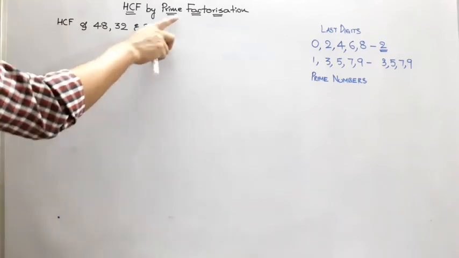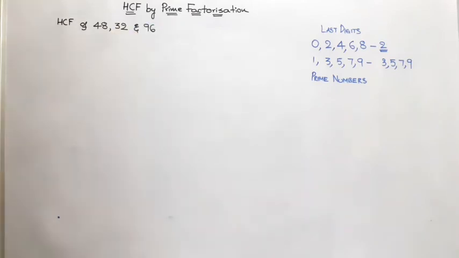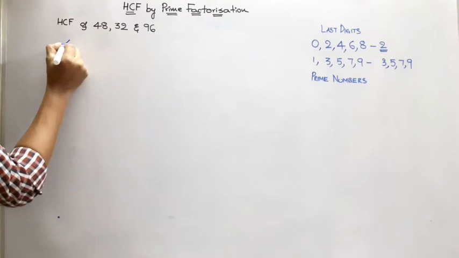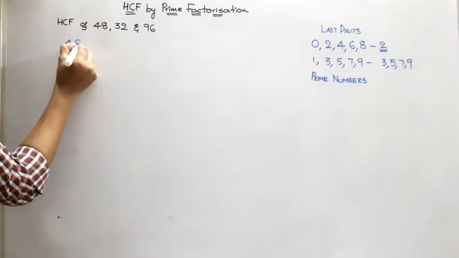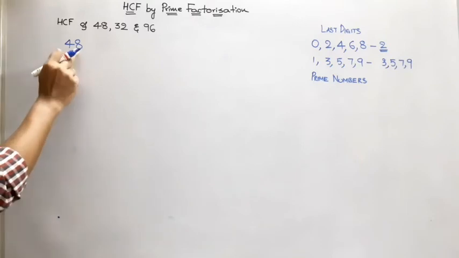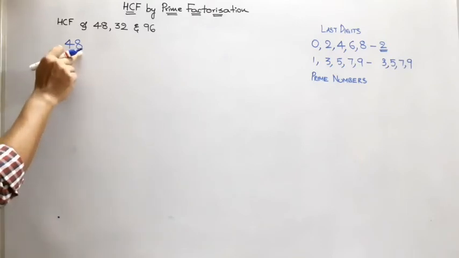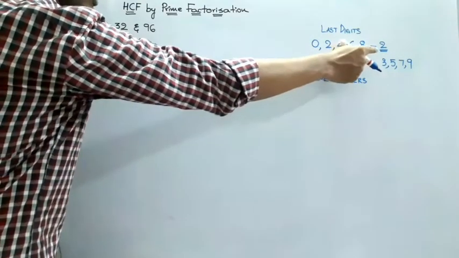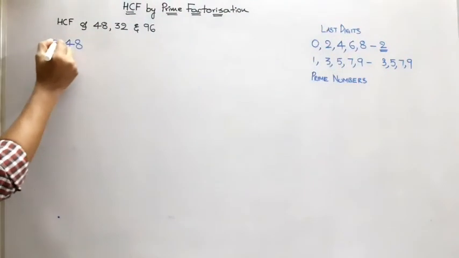They are asking what is the HCF of the numbers 48, 32 and 96, which we are going to find using prime factorization. So please observe the board carefully, children. No need to copy anything. So what is the first number? 48. Of the given numbers, first number is 48. If you observe what is the last digit of the number 48, 8. See in this group, if the last digit is 8, we have to start dividing it with 2.